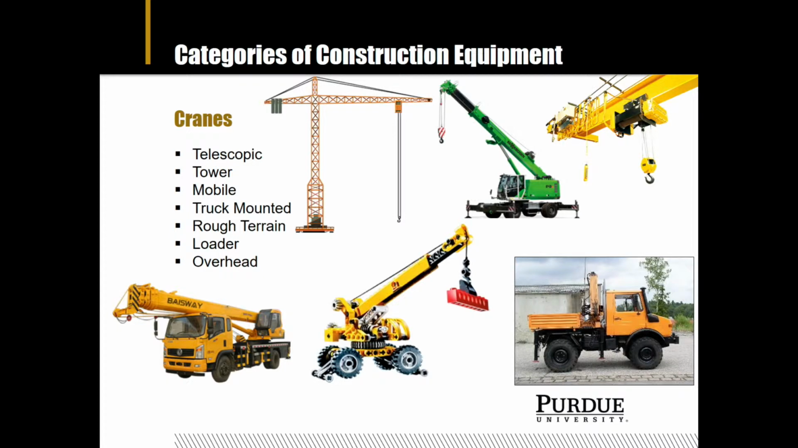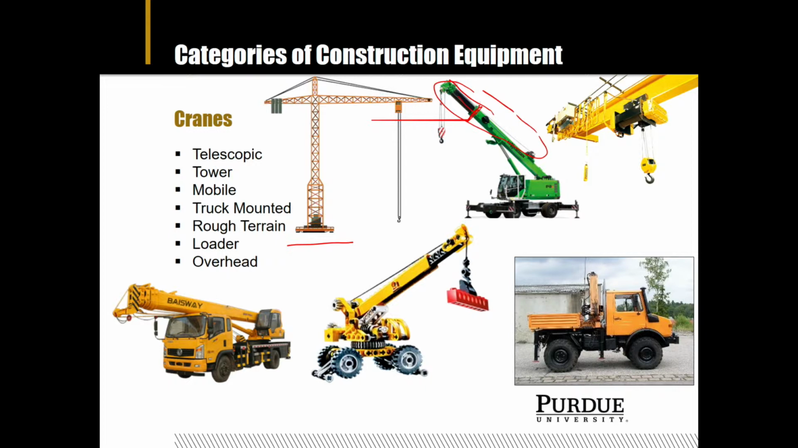Next, we have cranes. We have 7 different types of cranes. First, you have the telescopic crane, which comes out. So you can see that it's in this green area right here, but then it comes out. You have your tower crane. It's a very basic type. You can see it over near the new building by the armory.